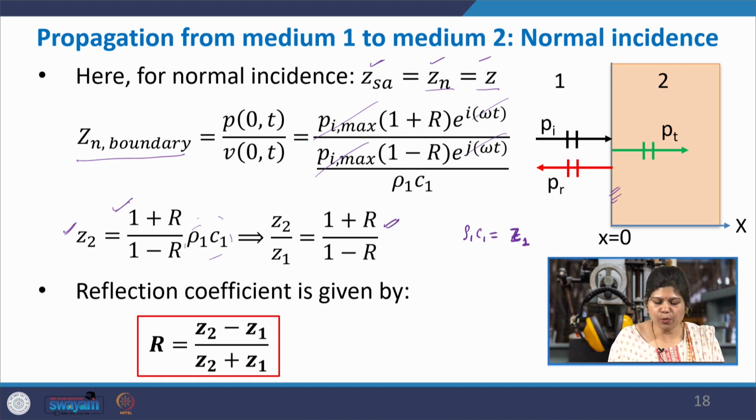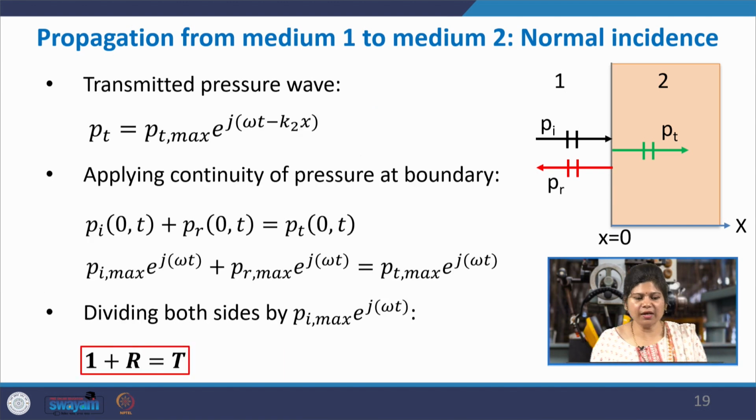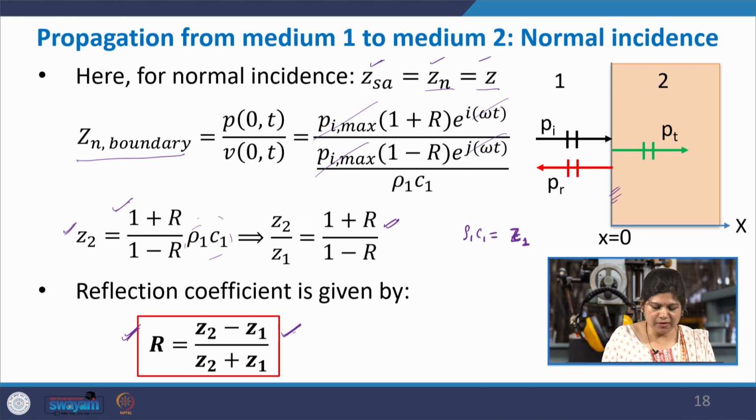If you solve this equation, you can solve it the traditional way, or you can use the componendo and dividendo property of proportions, and you end up with this equation. This is very important. The reflection coefficient is Z2 minus Z1 upon Z2 plus Z1. So we have the first equation for the reflection coefficient in terms of the impedances of the two media. In the beginning I told you that reflection and transmission depend on the medium properties, and that is the dependence we have derived just now.